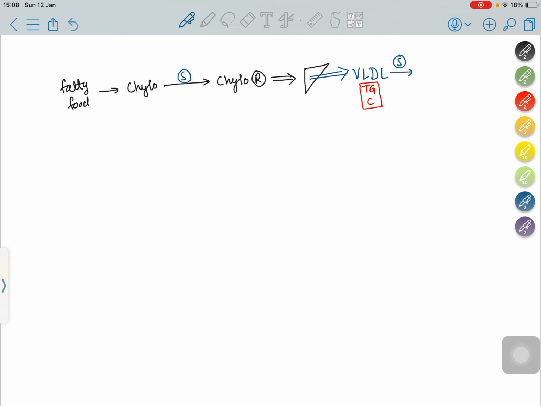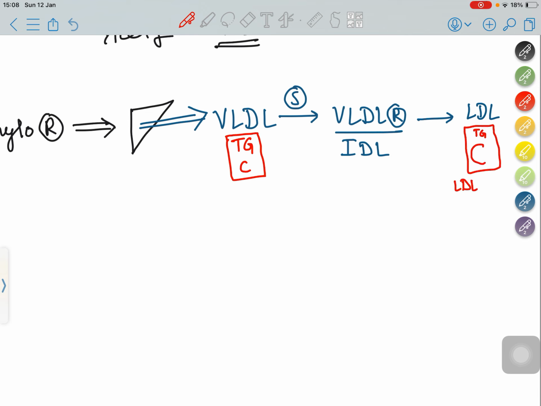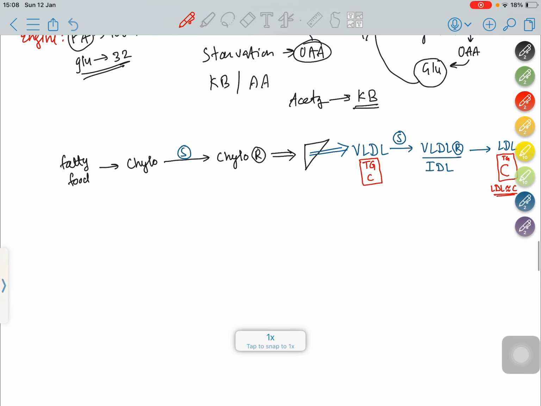The triglyceride would gradually decrease in the VLDL, and what is left is VLDL remnants. We also call it intermediate density lipoproteins. And as triglyceride becomes severely depleted, what is formed is LDL, and it has a very low level of triglyceride but a very high level of cholesterol. Remember this. So we can say LDL is almost equal to cholesterol. So this is the one cycle.